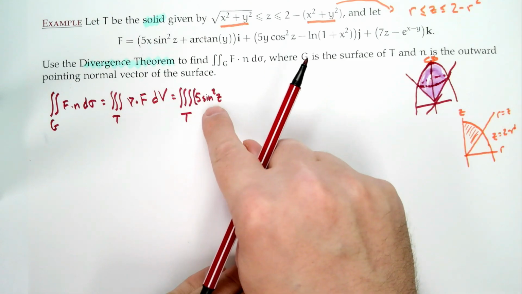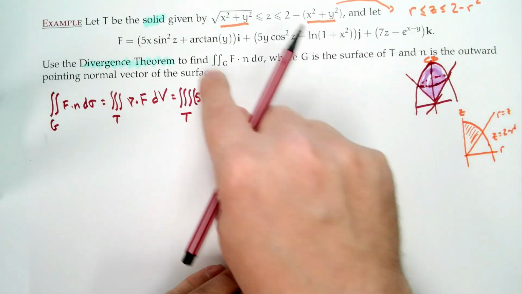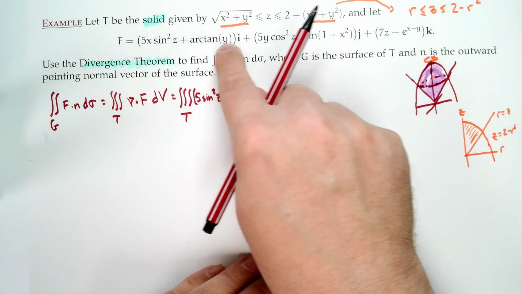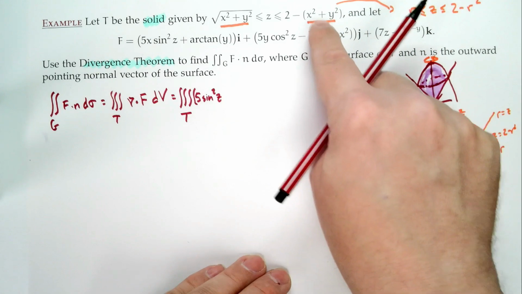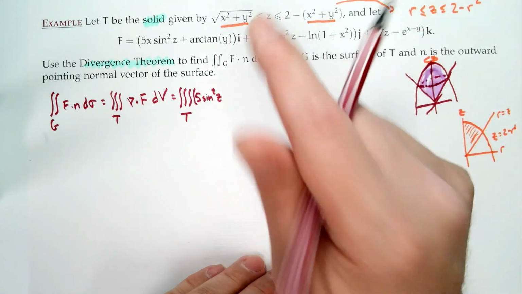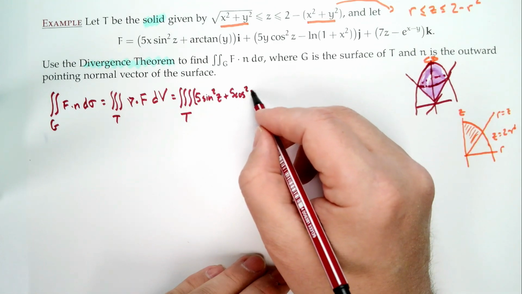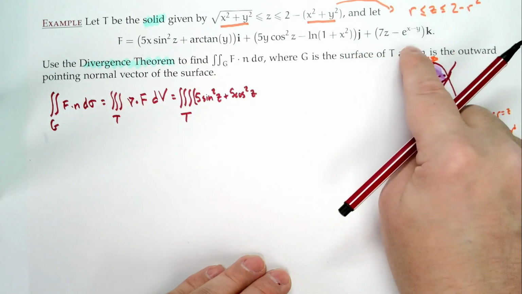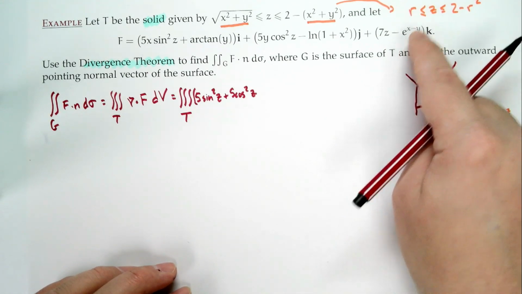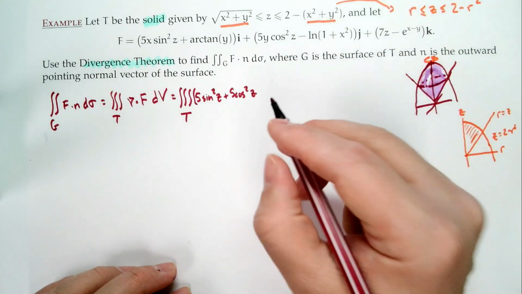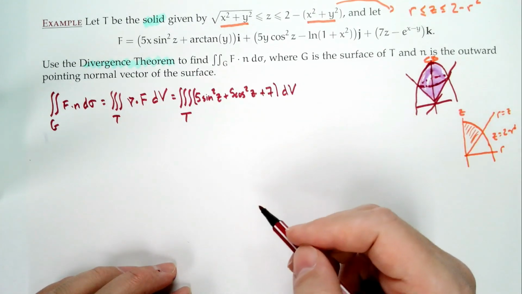So 5 sine squared of z. Now don't panic. Wait until you get it all worked out. Maybe this sine squared of z will simplify. Go to the next term, take the derivative with respect to y. The log term goes away, and here you get 5 cosine squared of z. All right, and go to the last term, take the derivative with respect to z, and you get 7, because that term goes away. And then you have dV on the end.